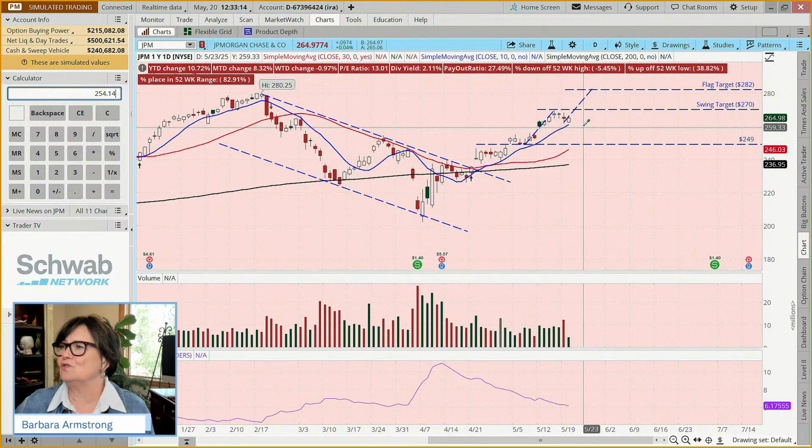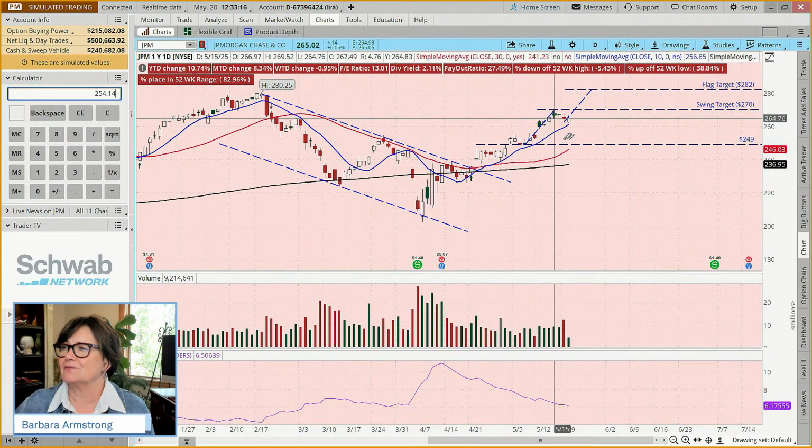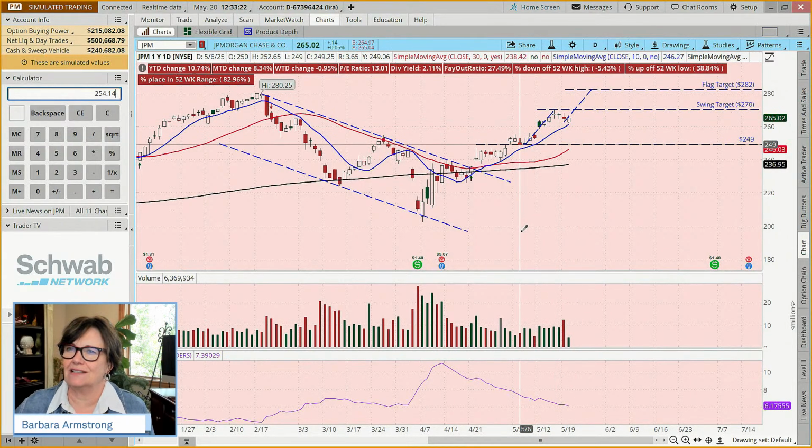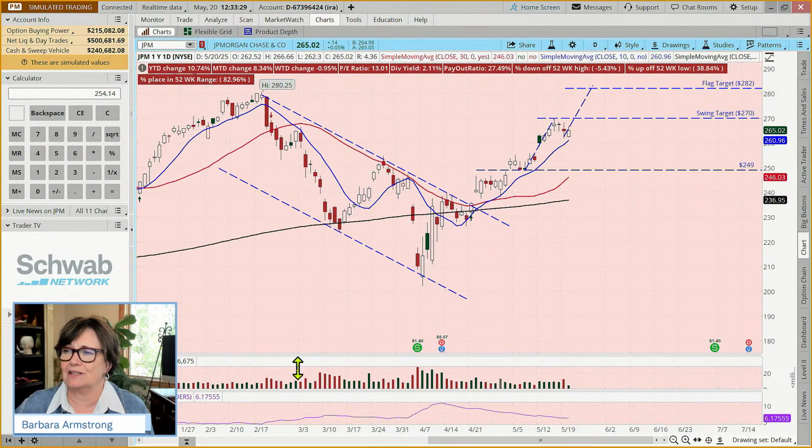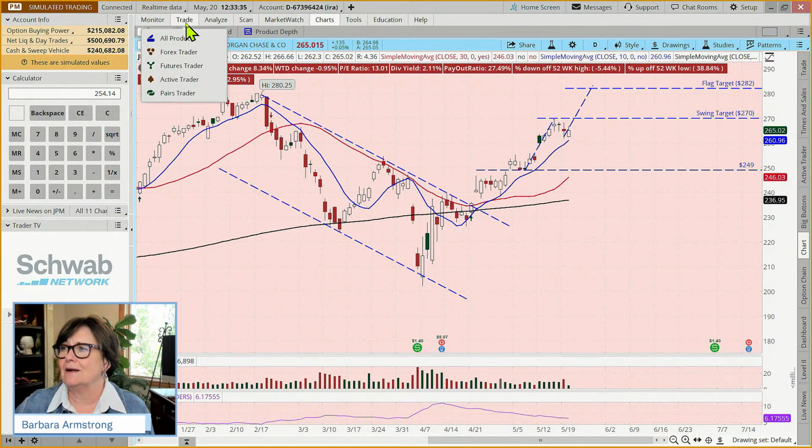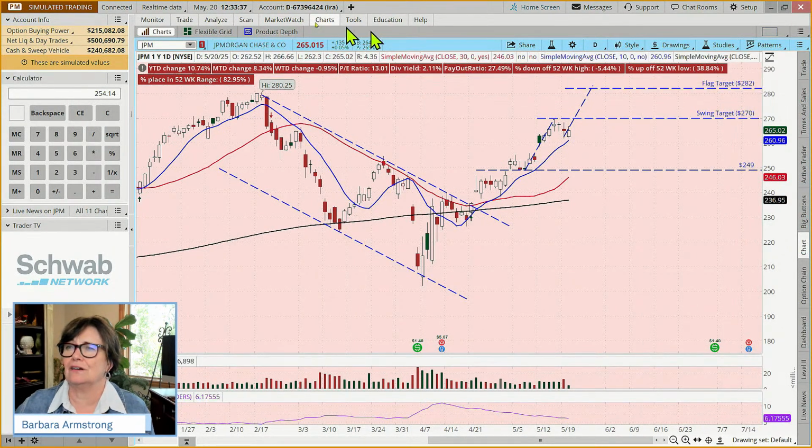If it goes below 254, that's 3% below what we believe is a new support level, then it's not going in the right direction, is it? So we would place a stop loss. Now, a stop doesn't guarantee we're going to get out at the price requested, but it will generate a market order to sell the stock at the next available price. And then we're going to put in a target here of 282, and that's our flag target.